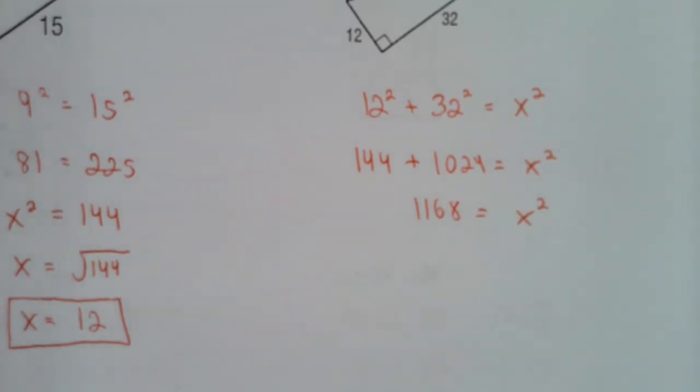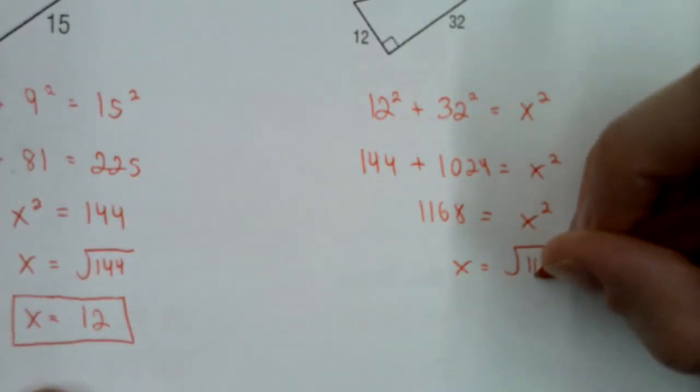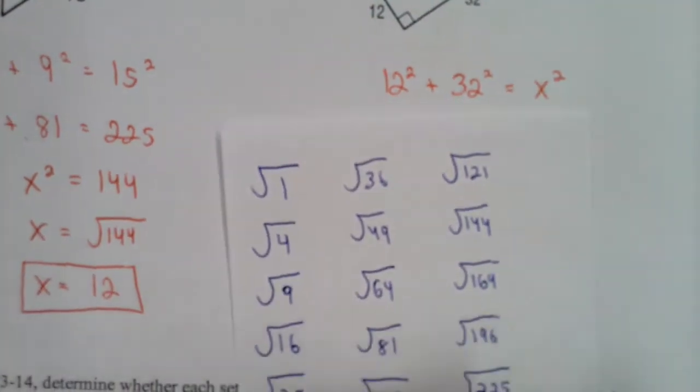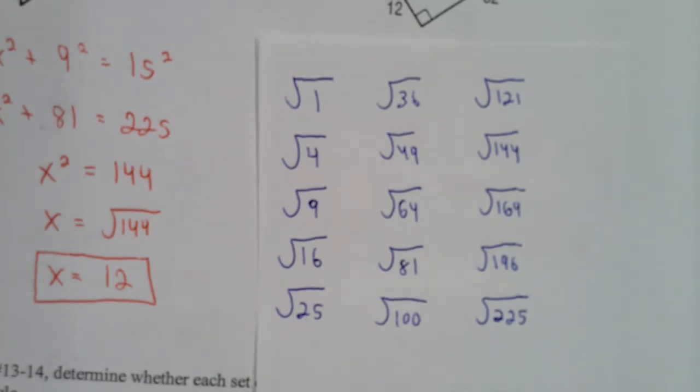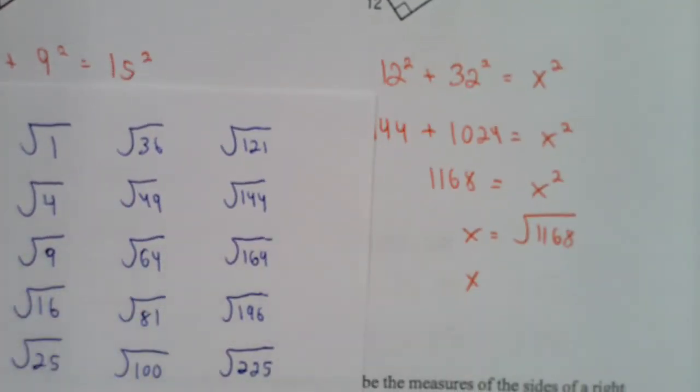So x is going to equal the square root of 1,168. Now that's a really big number, so you might have to do this one more than once. But I know the answer ahead of time because I think I looked at it before. Actually, no, I don't know the answer. Let's do it.